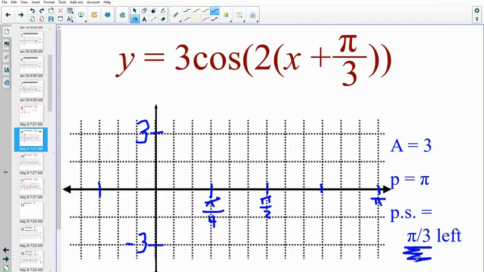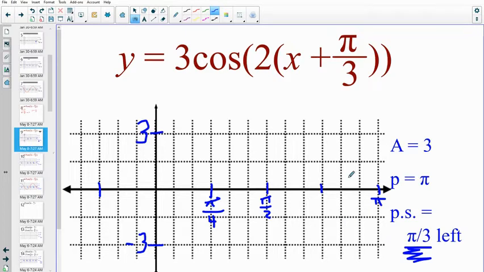Pi over 3 is my phase shift, and it's hard for me to see what a pi over 3 looks like on this graph. And so here's one way to think about it. If this was not an honors level class, I would probably just say something like, just plug it in your calculator. Take a look at what pi over 4 is. Take a look at what pi over 3 is, and you can make a pretty good guess as to what it looks like. But because this is an honors level course, I want you guys to be able to think about stuff like this.